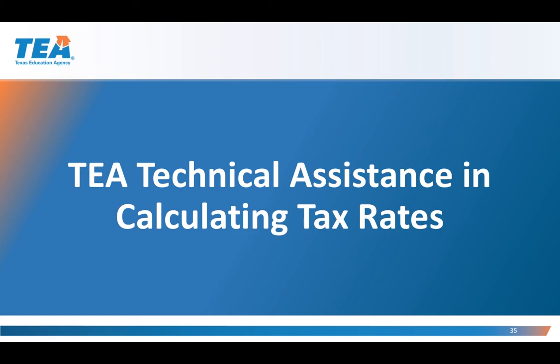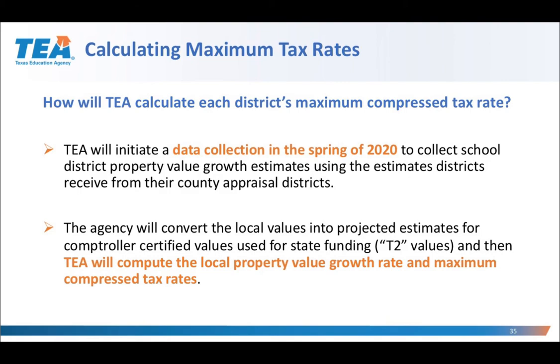So on to TEA technical assistance in calculating your tax rates. How are we going to go about this? We're going to initiate a data collection in the spring of 2020 because we need information from the school districts. We need to receive your estimates of property value that you receive from your county appraisal district. Once we get those estimates, the agency will convert the local values used for state funding, what are known as the T2 values, and then we'll compute the local property value growth rate and the maximum compressed tax rates.